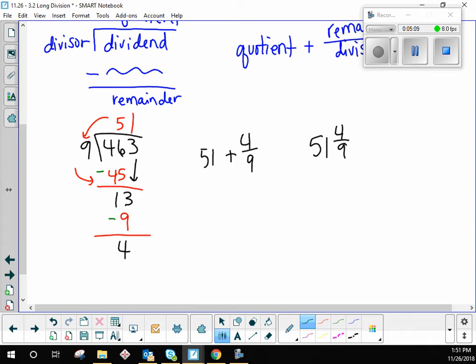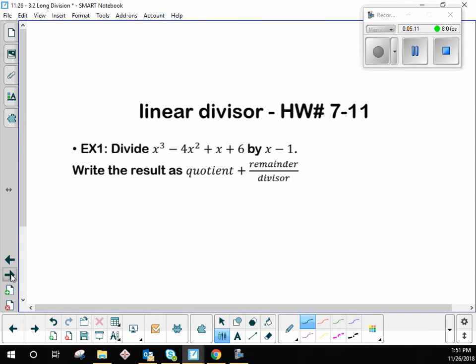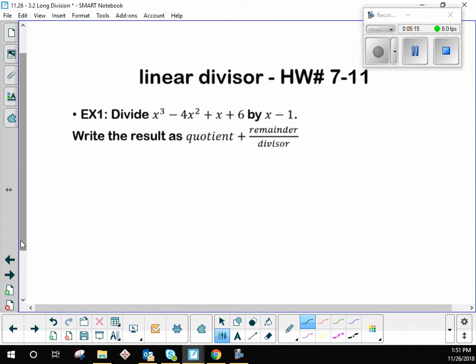Okay, so we talked about that process. So let's look at how that goes with this. So we've got divide x cubed minus 4x squared plus x plus 6 by x minus 1.